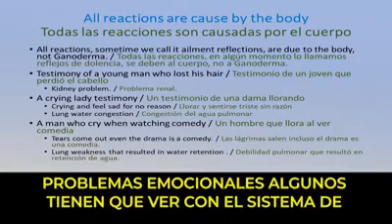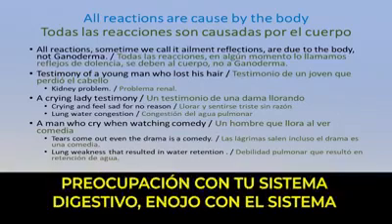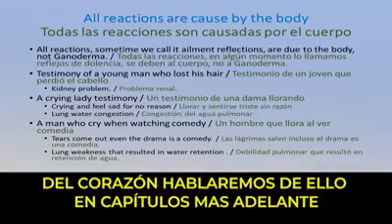Okay, so these are the emotional problems. Fear has something to do with the kidney system, sadness with the lung system, worry with the stomach system, and anger with your liver system. And if you feel happy for no reason, do not be too happy. That is the heart problem. We are going to that in a later chapter.